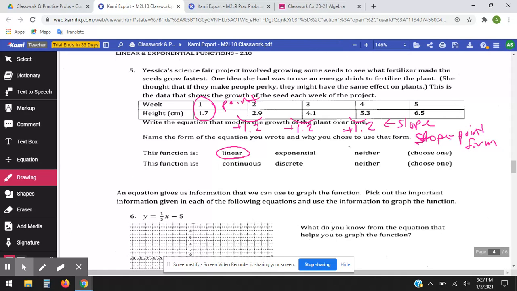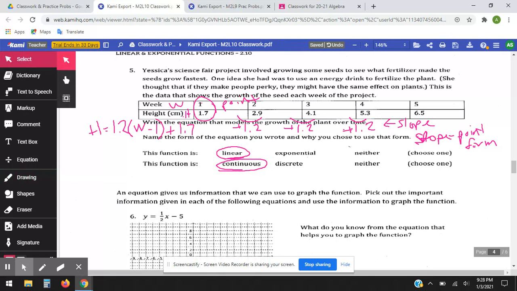So then I can put, let's see, height equals, my slope is 1.2, and then my weeks minus 1, because that's my x here, plus 1.7. I could just use that information that I have here and make my variables and go from there. And this one would be continuous because it is constantly going to grow. All right.